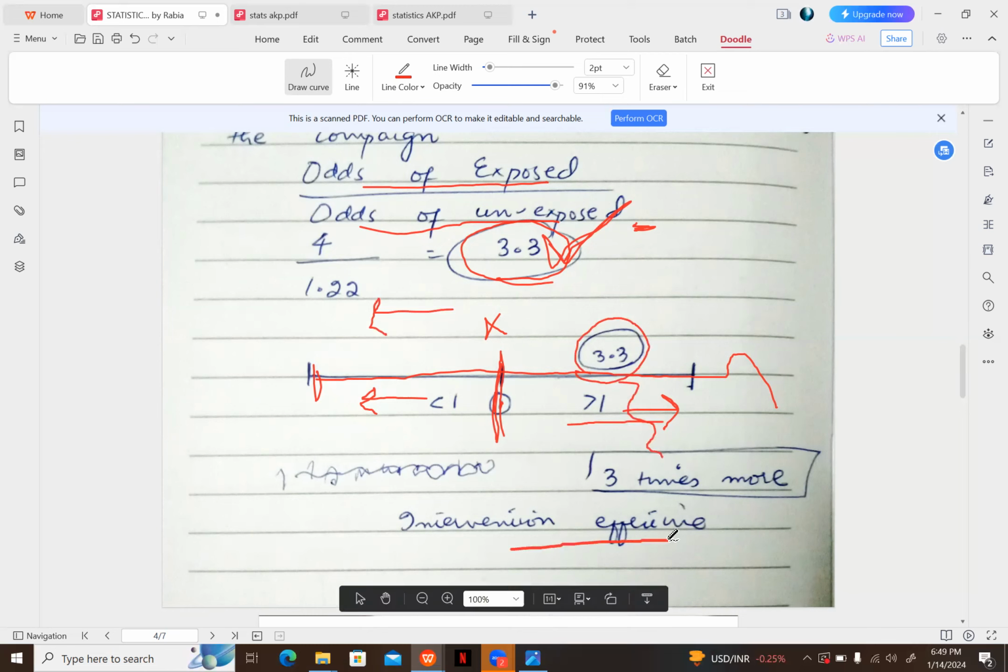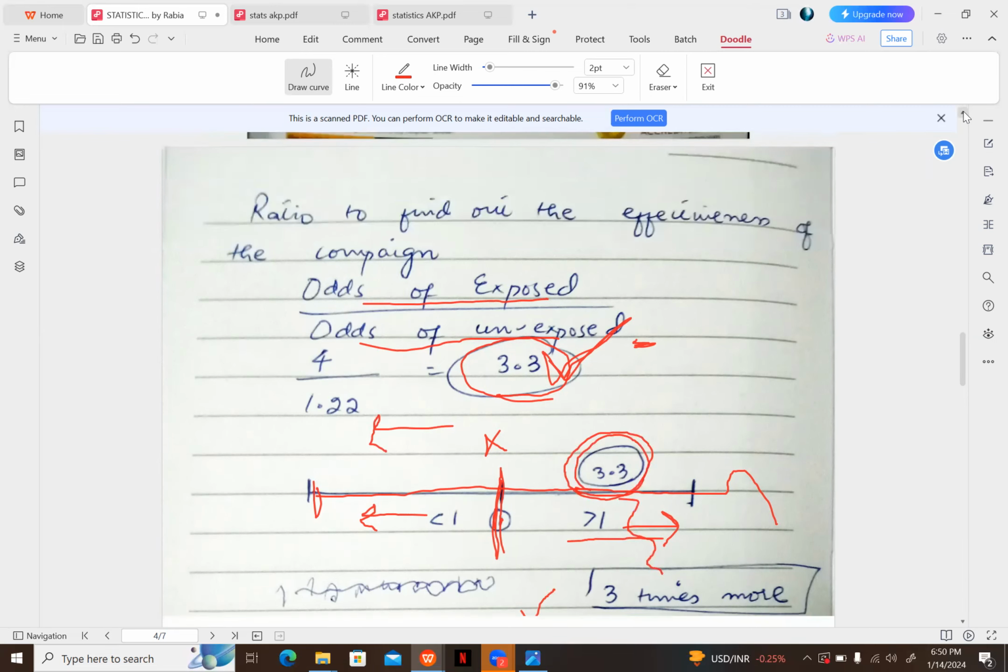So the intervention is effective. If you get this question in your exam and you get this odds ratio more than 1, that is 3.3, then you can say our intervention, that is encouraging the people, has a positive impact on getting the flu shots. Okay, got it? Clear? Or should I repeat?